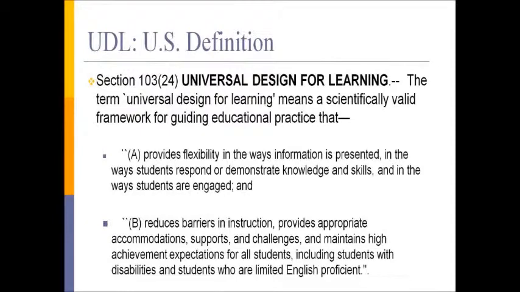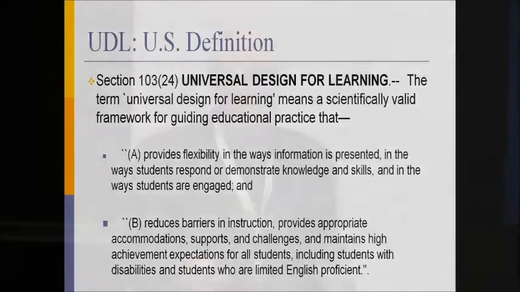The term universal design for learning means a scientifically valid framework for guiding educational practice that A, provides flexibilities in the way information is presented, in the ways that students respond or demonstrate knowledge and skills, and in the ways students are engaged, and reduces barriers in instruction, provides appropriate accommodations, supports, and challenges, and maintains high achievement expectations for all students, including those with disabilities and students who are limited English proficient.